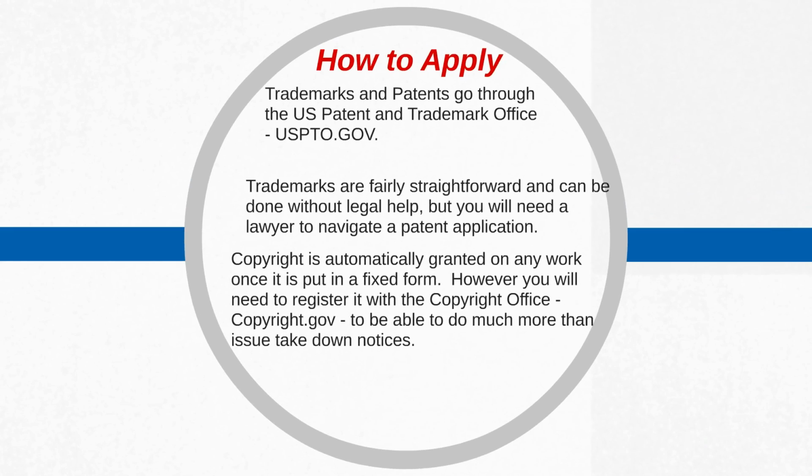All right, one final thing here. How do we apply for these? Well, trademark and patents go through the U.S. Patent and Trademark Office, uspto.gov. Quick side here, when you're going to these sites, make sure you are going to .gov, not .com. Any government-related site needs to end in .gov.